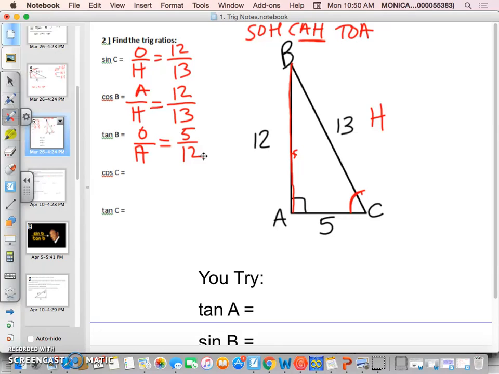And the cosine of C, so cosine again is adjacent over hypotenuse. So the cosine of C is the adjacent side. In this case, it's this side right here, 5, because that's the one that touches. And the hypotenuse is 13. And the tangent of C is going to be opposite over adjacent. So opposite is 12 over the adjacent side, which is 5.